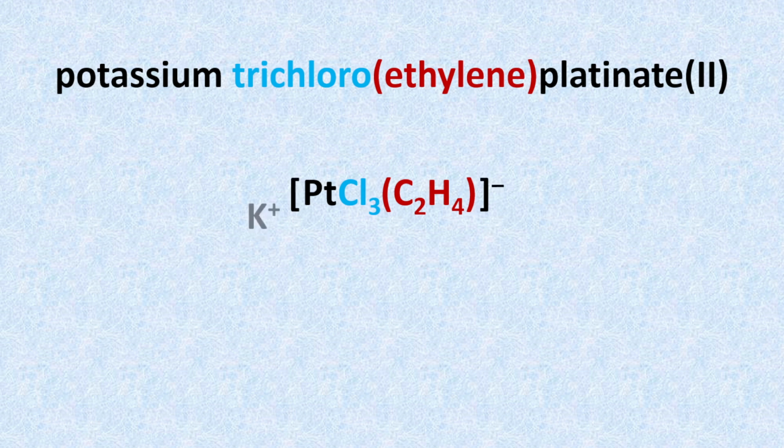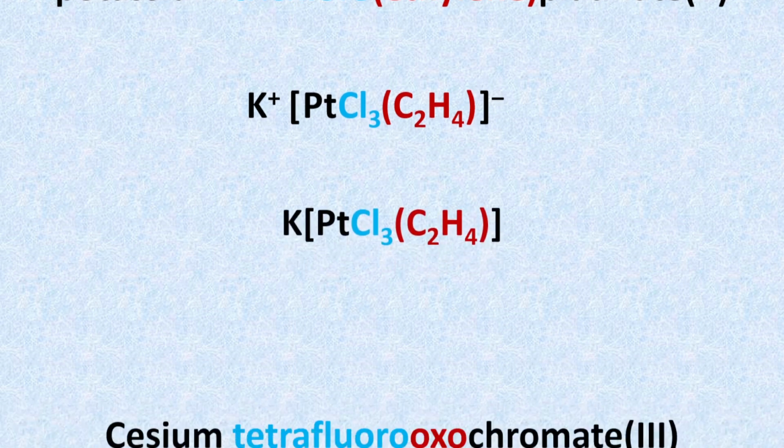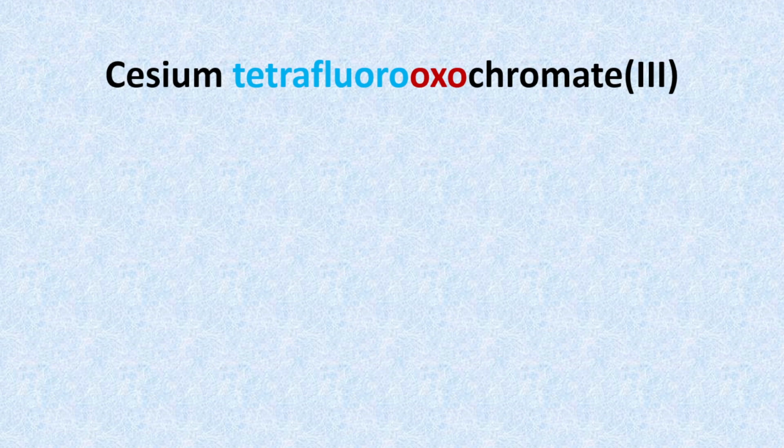There is a potassium outside the coordination sphere that carries +1 charge. Now balance the cationic and anionic part using the crisscross method to get the chemical formula. This complex has 4 fluorides and 1 oxo ligand. Chromate means chromium is a part of an anionic coordination sphere.